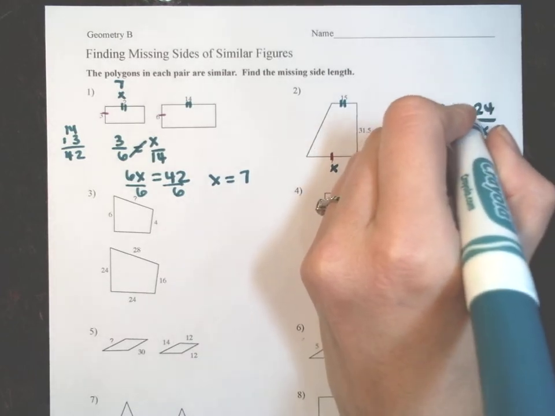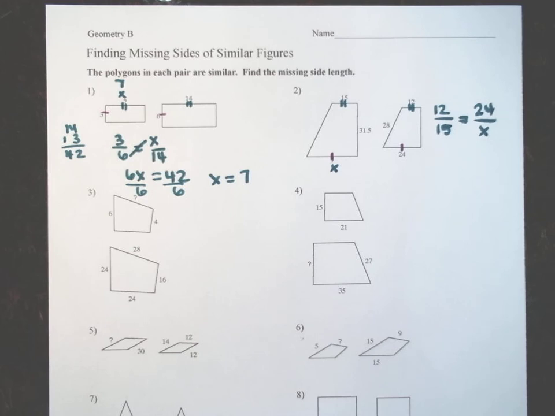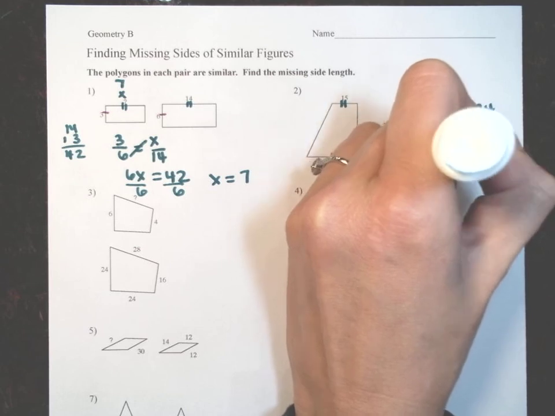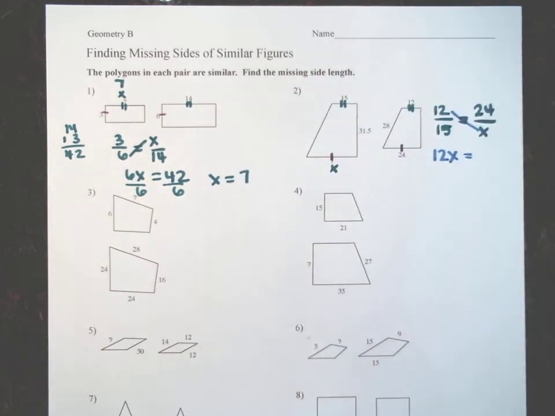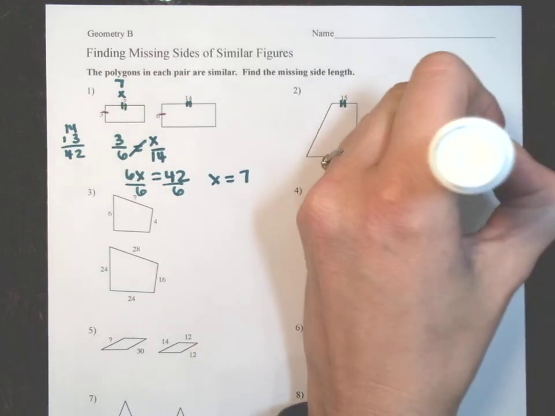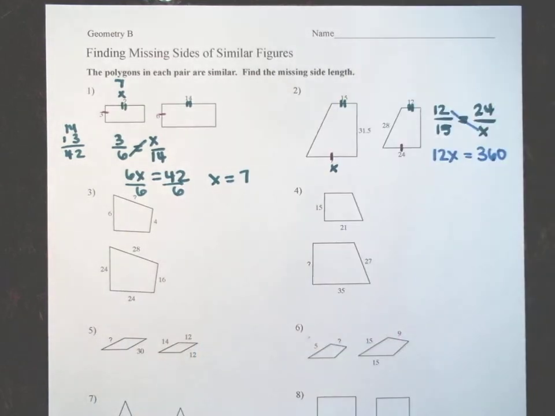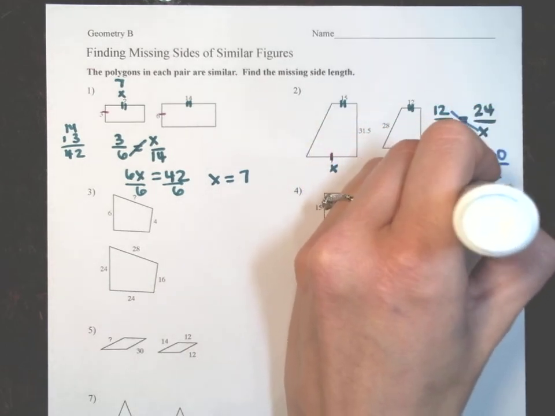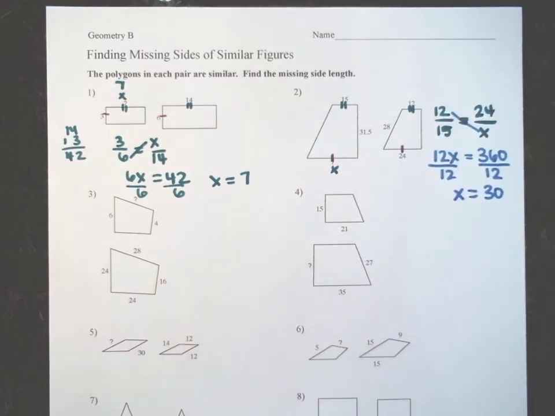So we'll cross multiply: 12 times x, which is 12x, equals 15 times 24. I'm going to get my calculator. 15 times 24, which is 360. We divide both sides by 12, and x equals 30. Okay, so go ahead and set up proportions for all of these problems and solve for the missing side.